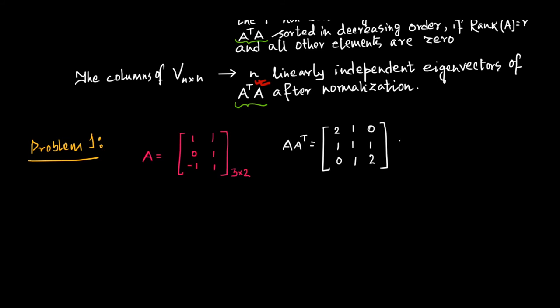Now we need to find the eigenvalues and eigenvectors of this matrix A A transpose. I'm pretty sure you know how to calculate eigenvalues and eigenvectors, so I will not do the entire calculation here. If you need a revision, go and check my video on how to solve problems of eigenvalues and eigenvectors and how to find them.